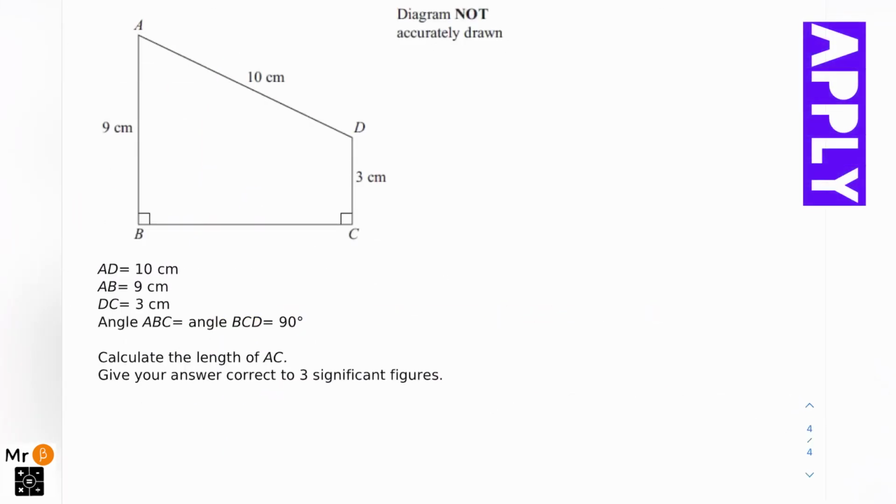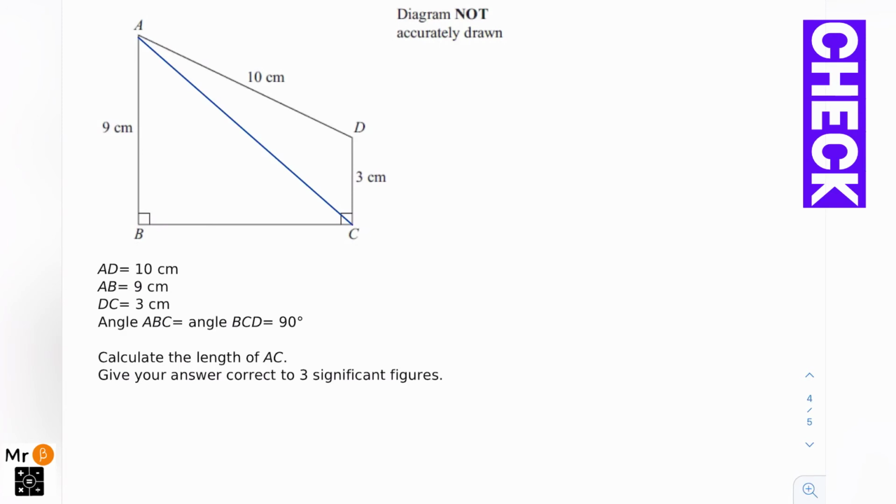Our final question. Again, if you want to have a go at this independently, pause the video now. So in this question here, we've again been given a trapezium, and it's asked us to calculate the length of A to C. So in order to work out the length A to C, we can see that we've got a right-angled triangle.